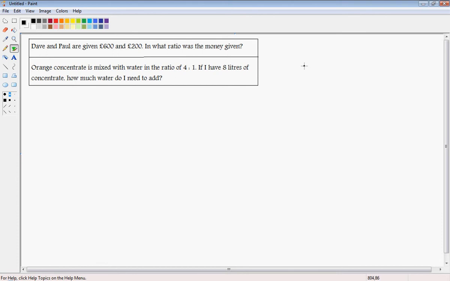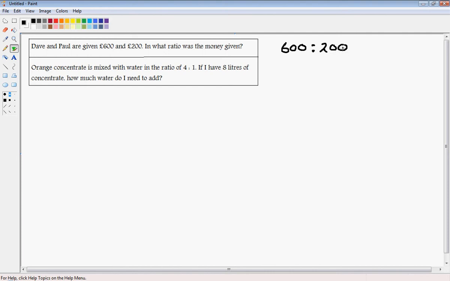Okay, the money was distributed £600 to £200. Now that is a ratio, 600 to 200. But we tend to write ratios like fractions in their lowest form. So we need to cancel this down the same way as we would cancel down any fraction.